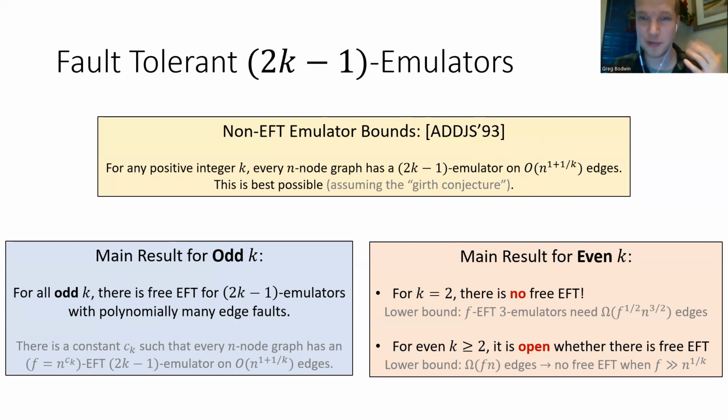And for even k strictly greater than 2, like 4, 6, 8, and so on, it is an open question whether or not there is free edge fault tolerance at all. We were not able to resolve it. The only thing we can say is that if the number of faults is asymptotically larger than n to the 1 over k, there's no free fault tolerance, but below that, it may or may not exist. And we're leaving that as an open question that I think is really interesting.